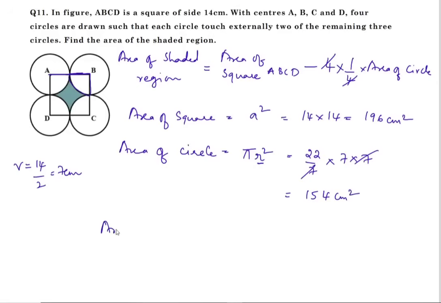Now area of shaded region, area of square is what? 196. Area of circle is what? 154. Now subtract 196 minus 154, what you get? 42 centimeter square. Therefore area of shaded region is 42 square centimeter.